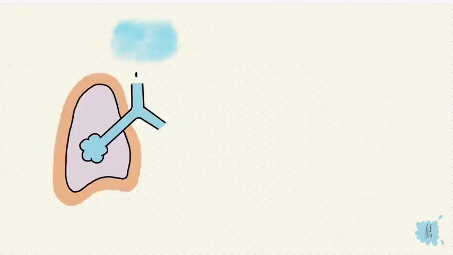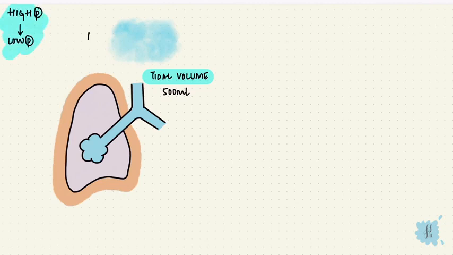The volume of air breathed in or out during quiet respiration, that is the tidal volume. That's around 500 ml. Now for this 500 ml to go in or out, the pressures have to change. And air moves along a pressure gradient from high to low. Between the atmosphere and the alveoli is a pressure gradient.